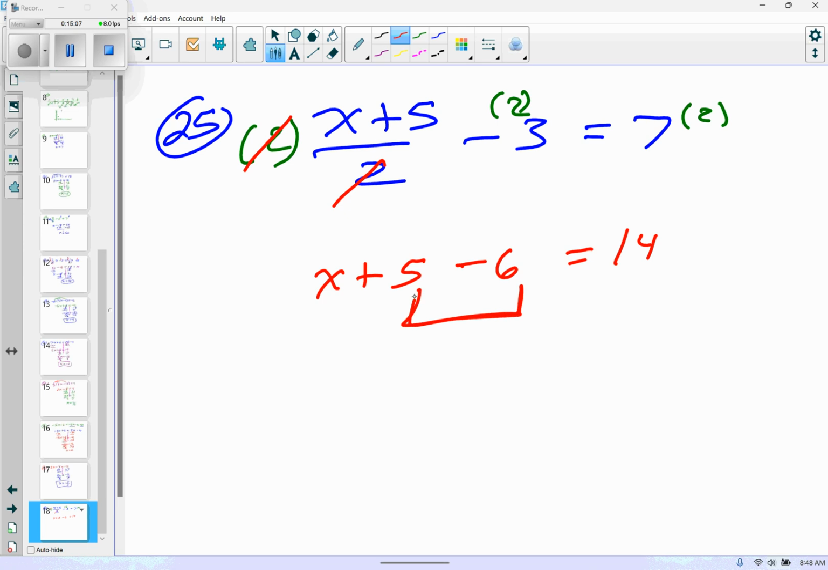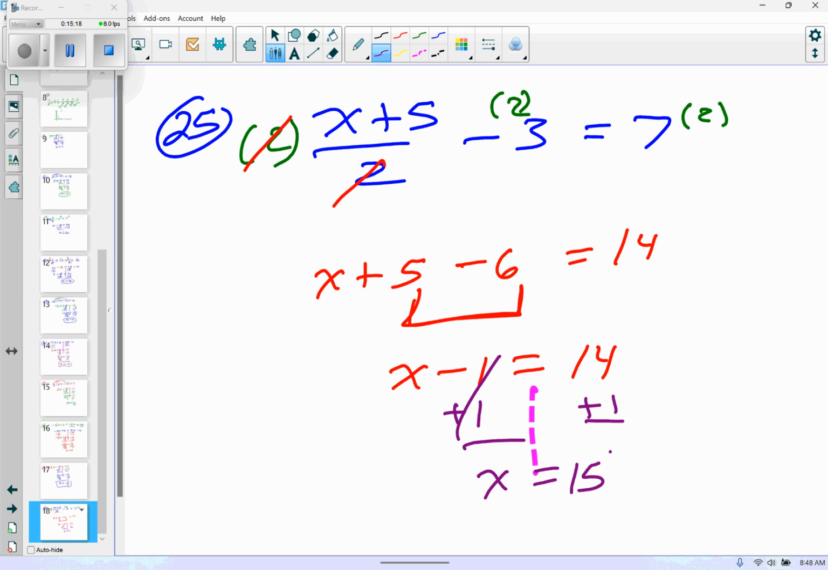These are like terms on the same side of the equal sign, so combine those together before I start moving anything. And now I can start moving things. I can add 1 to both sides. Those cancel. X is equal to 15.